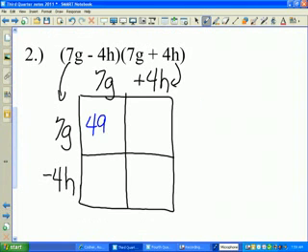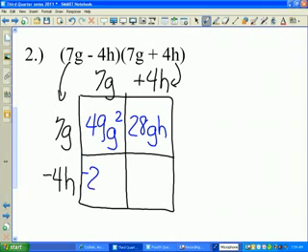So 7 times 7 gives me 49, and g times g will give me g squared. 7 times 4 gives me 28, and g times h will give me gh. Okay, think of the alphabet. So 7 times -4 is a -28, and then g times h gives me gh. Then 4 times -4 gives me -16, and then h times h will give me h squared.